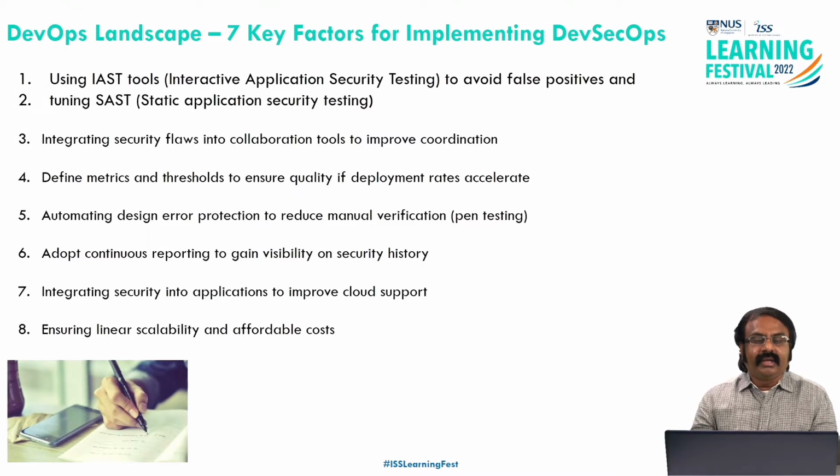Okay. So integrate security flaws into the collaboration tool to improve coordination; define the metrics and thresholds to ensure quality if the deployment rates accelerate; automate design error protection to reduce manual verification; follow penetration testing; adopt continuous reporting to gain visibility on the security history from our audit trail; and integrate security into the application to improve cloud support, ensuring linear scalability and affordable cost.